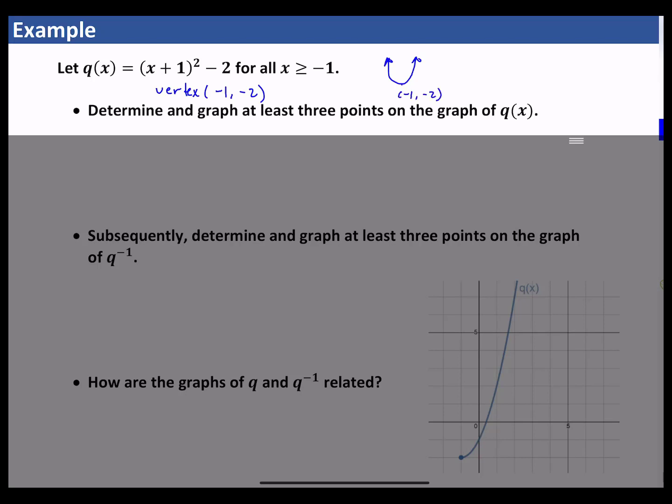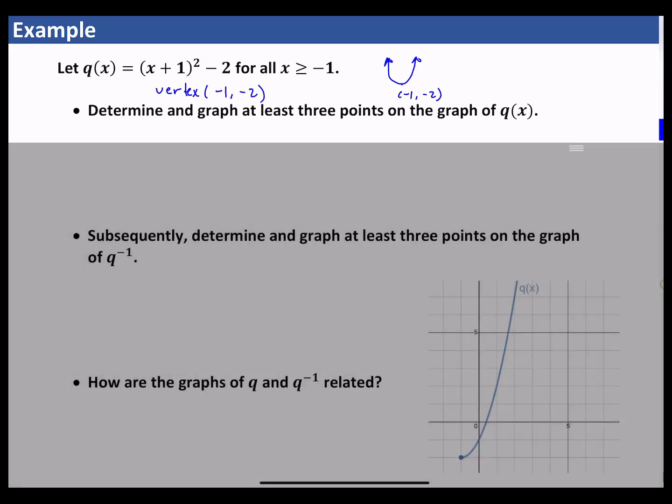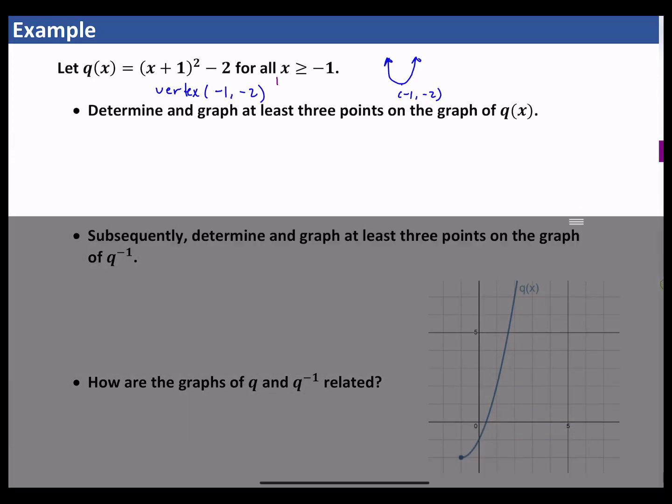And just looking at that, we see that it does not pass the horizontal line test, which means q would not have an inverse function if we looked at the entire parabola. But because we are restricting the domain so that x is greater than or equal to negative 1, we're only looking at the right half of this graph, and just the right half of the graph that I highlighted in purple does pass the horizontal line test. So function q does indeed have an inverse function.